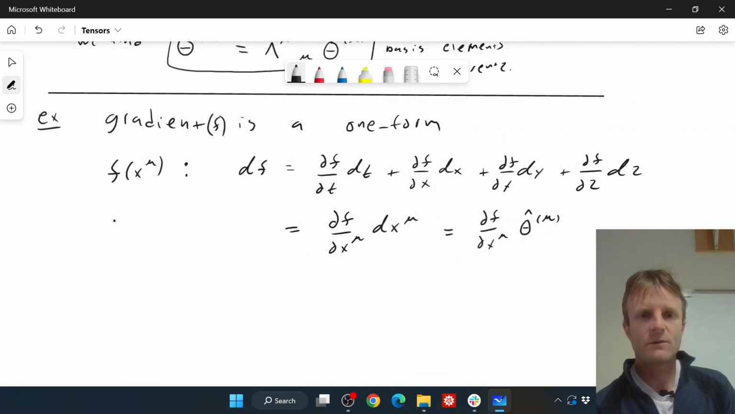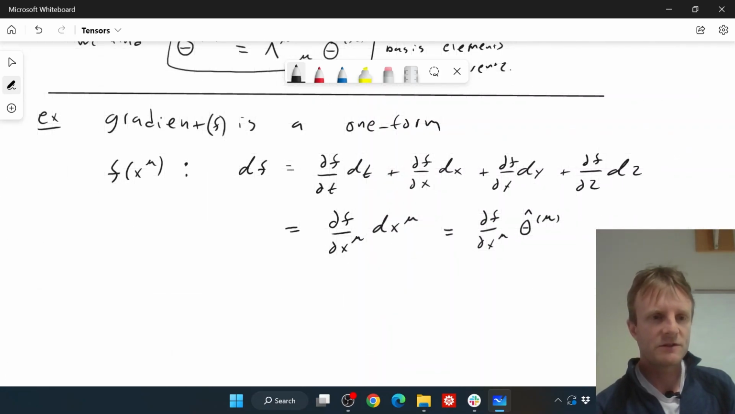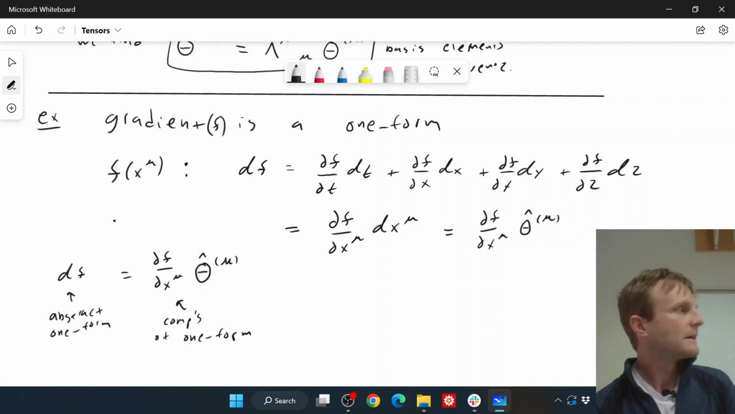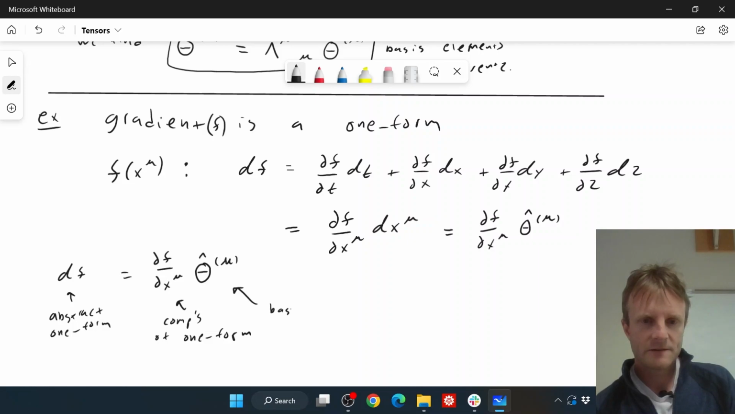Okay, so we have this equation that says df, I'm just going to write it again, df, which is going to be our abstract 1 form, is given by this thing, df dx mu, which prior you would think of as the components of a vector, but here they're the components of the 1 form. And then they're multiplied by these coordinate basis elements, theta hat mu, basis 1 forms.